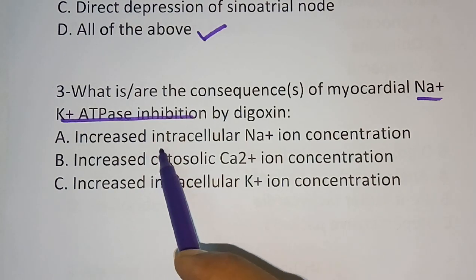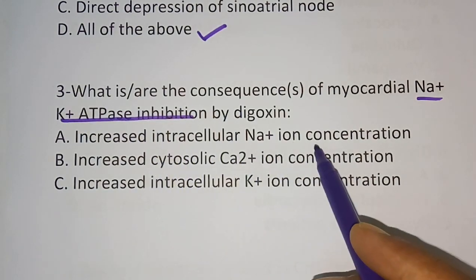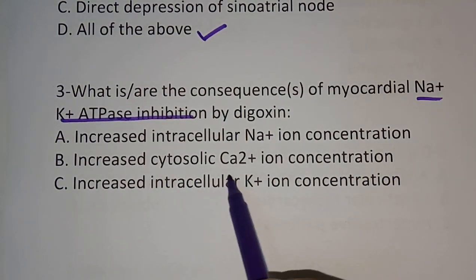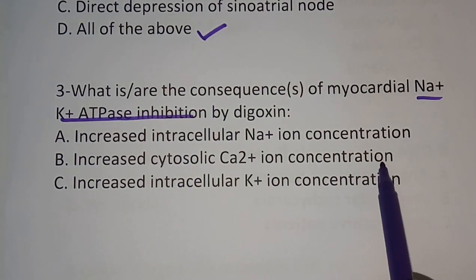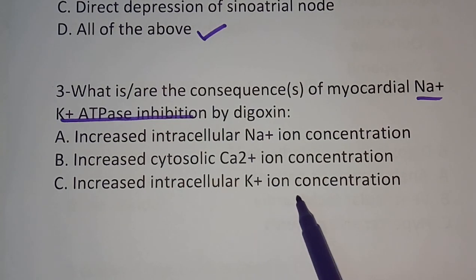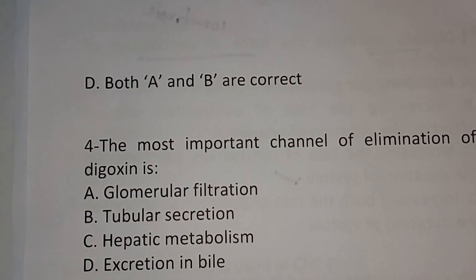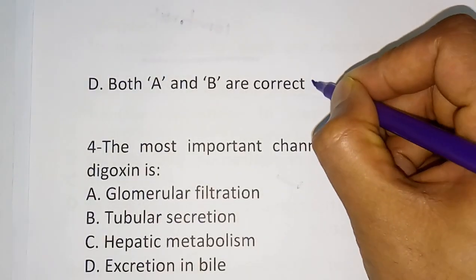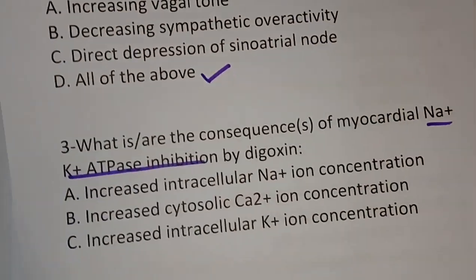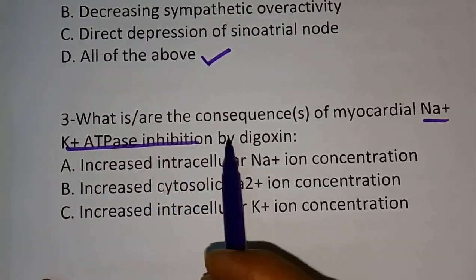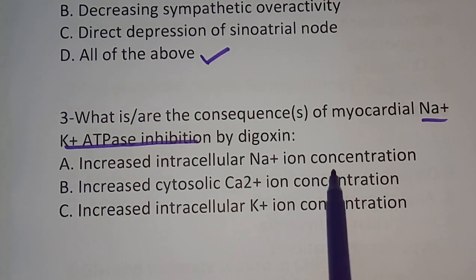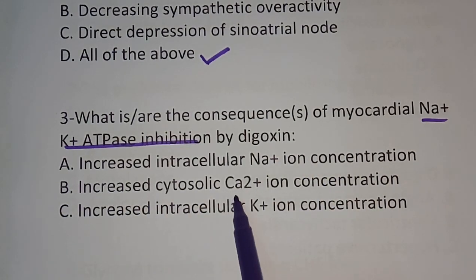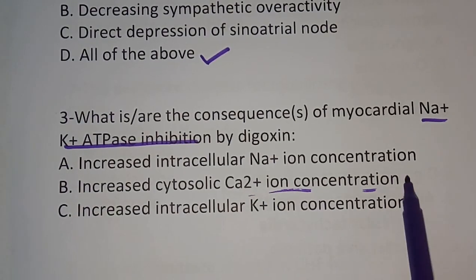Option A, it will increase the intracellular sodium ion concentration, option B, increase the cytosolic calcium ion concentration, option C, increase the intracellular potassium ion concentration. Option D, both A and B are correct. The correct answer for this question is option D, both A and B are correct. That means through sodium potassium ATPase inhibition, it increases intracellular sodium ion concentration as well as cytosolic calcium ion concentration.